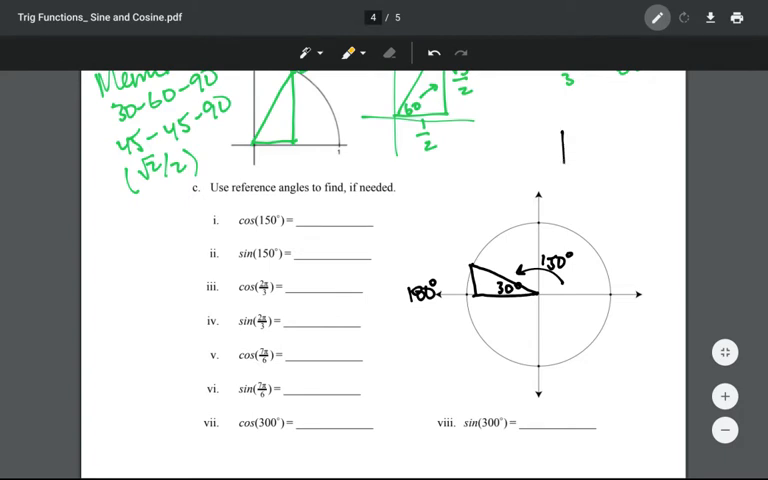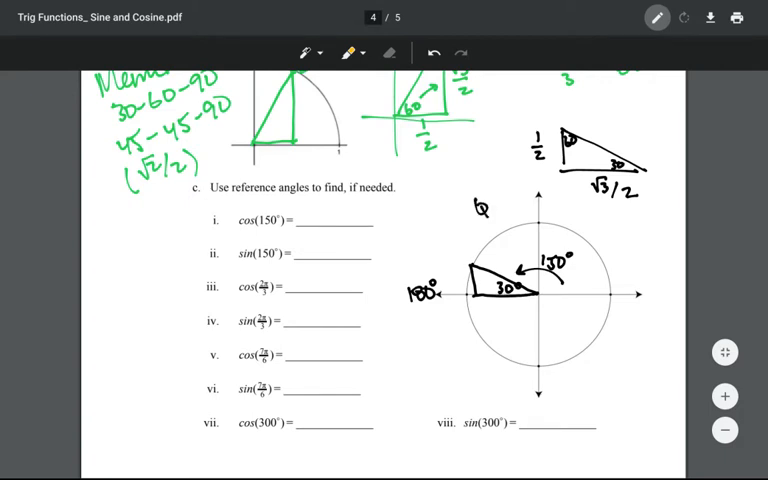So if I pull this off here, I've got 30 here, 60 here. Remember, the side opposite 30 is the smaller side. That's going to be 1/2. The side opposite the 60 is the longer. So that's going to be a radical 3/2.